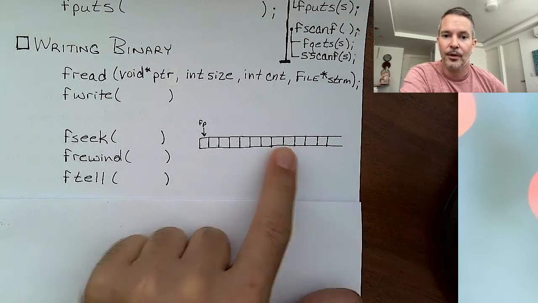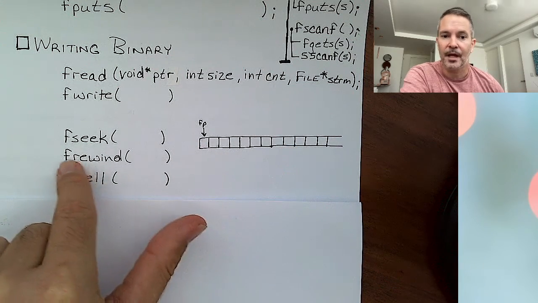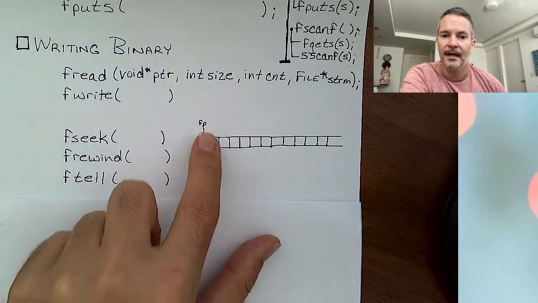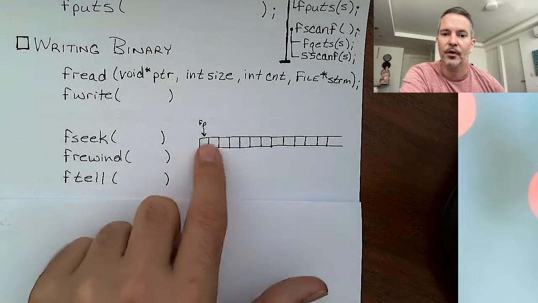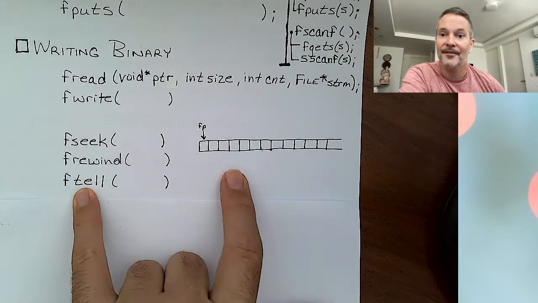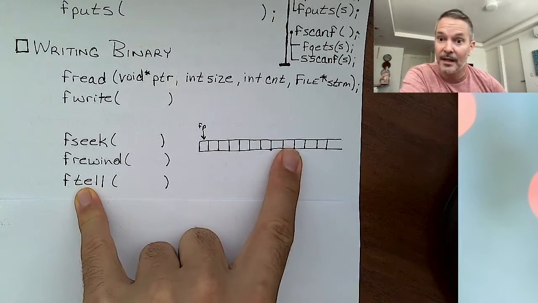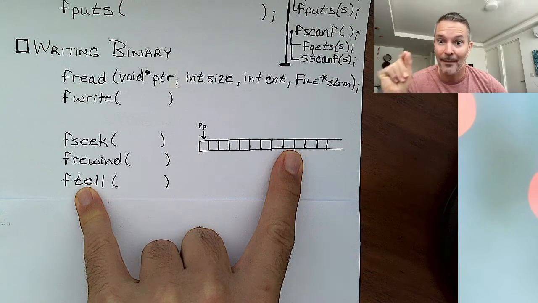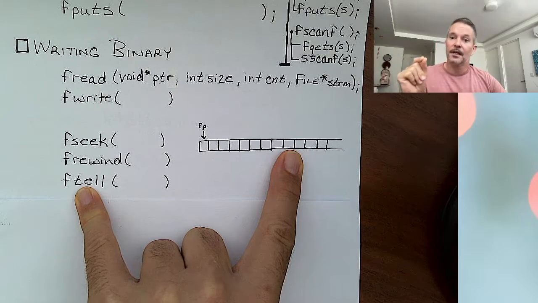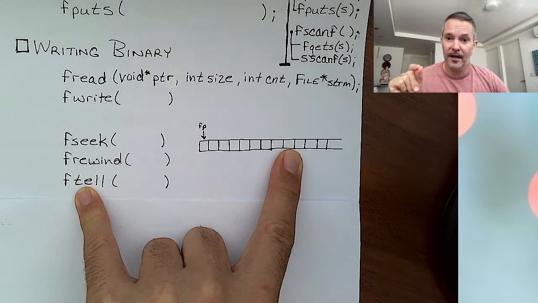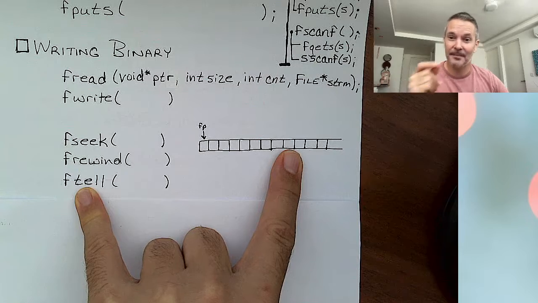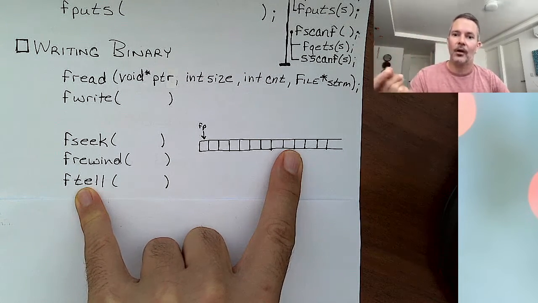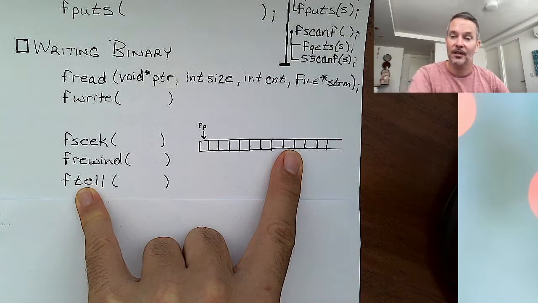If I want to get my file pointer back to the beginning of the file, I put frewind. That'll move me back to the beginning. And if the file pointer is already somewhere in the file, I can use ftell to tell me at what offset in the file am I currently? Where am I currently? So in order to jump to an area of the file, I seek. To get back to the beginning of the file, I rewind. And to ask where am I right now in the file, I use ftell.